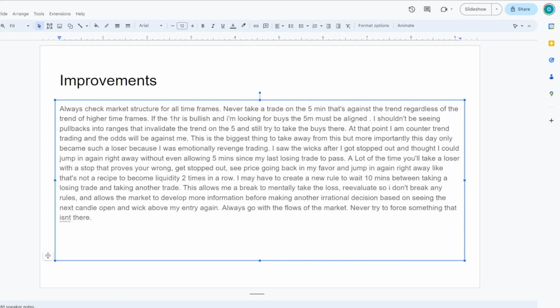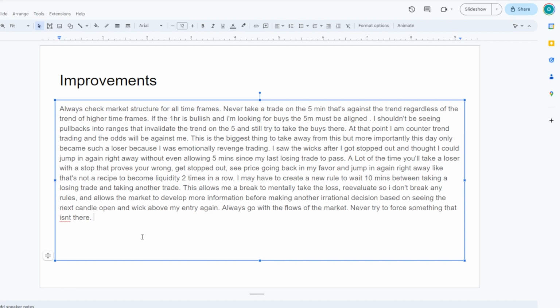So with the improvements, within each slide, I already broke down what I did right and wrong. But when it comes to the improvements, you really tie everything together, wrap everything together. I kind of leave out what I did right because the improvements slide is for whenever you struggle, right?